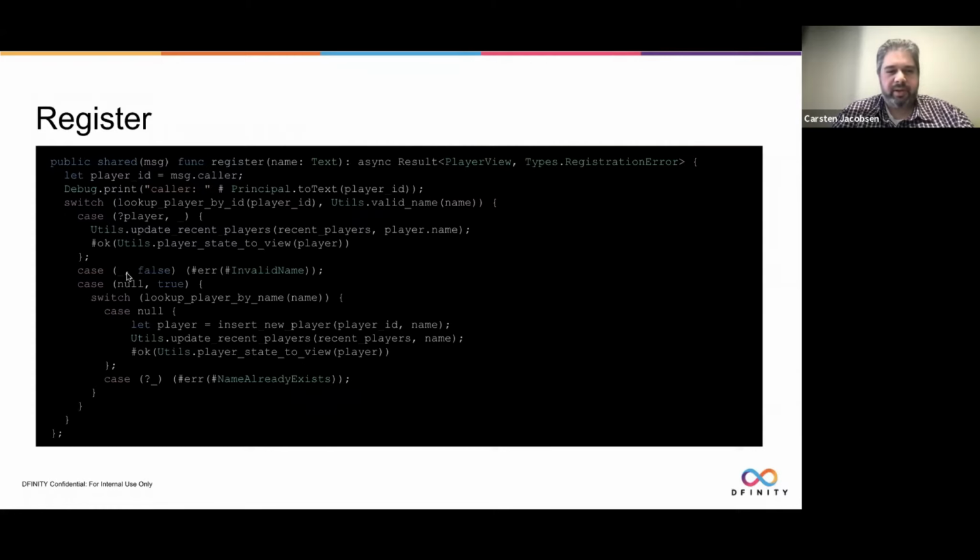If we go further down and see if it's not a valid name, we return a hash error, and then we return an error code saying invalid name. And there's also a check if the name already exists. So let's say my name had already been used, then we say, okay, you can't create a user with that name, and then we return another error message.